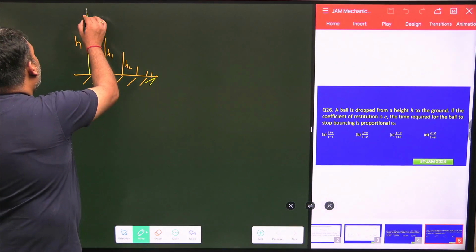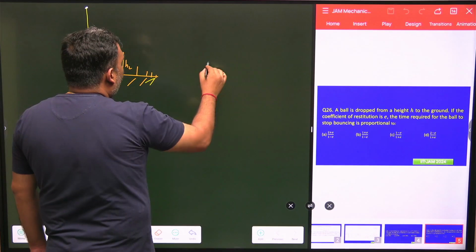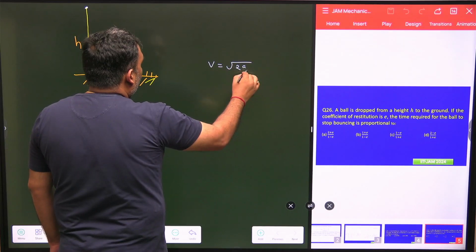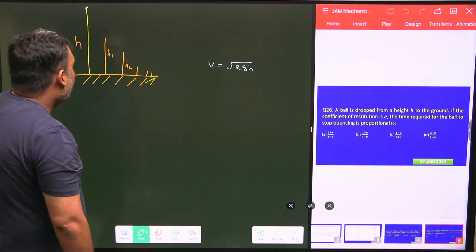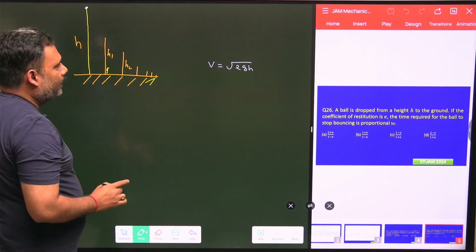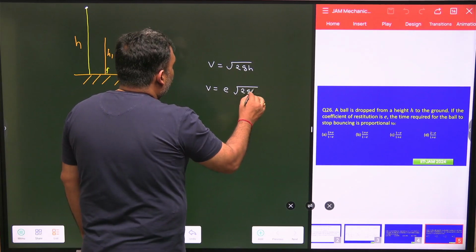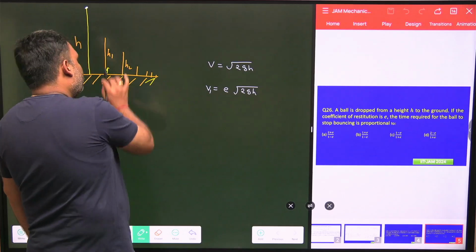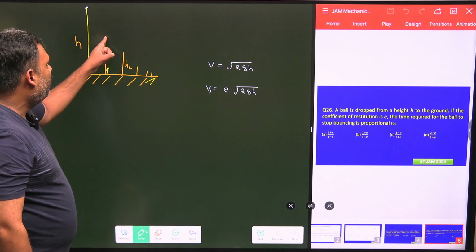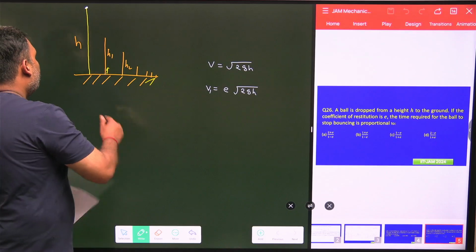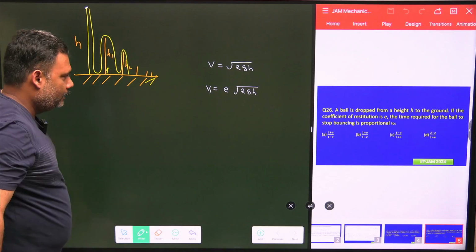Now suppose this is my ball, and it falls from height h. Obviously the incoming velocity is v equal to root under 2gh, the velocity before collision at this particular point. When it goes back in this direction, its velocity changes to v equal to E into root under 2gh. This will be v1, as it is going up in this direction. It will go up and again come back down, then go up again, and something like this. So this is your v1.